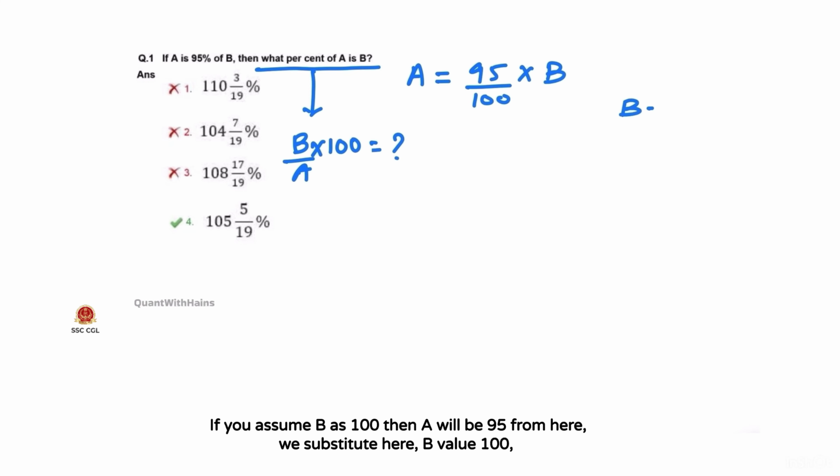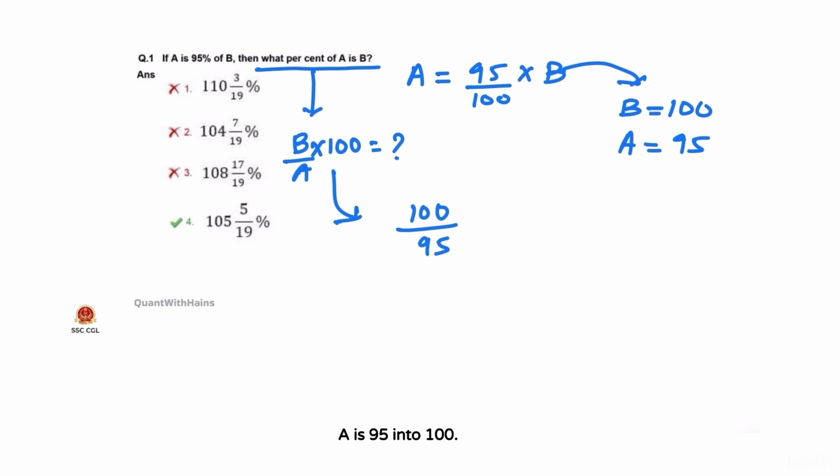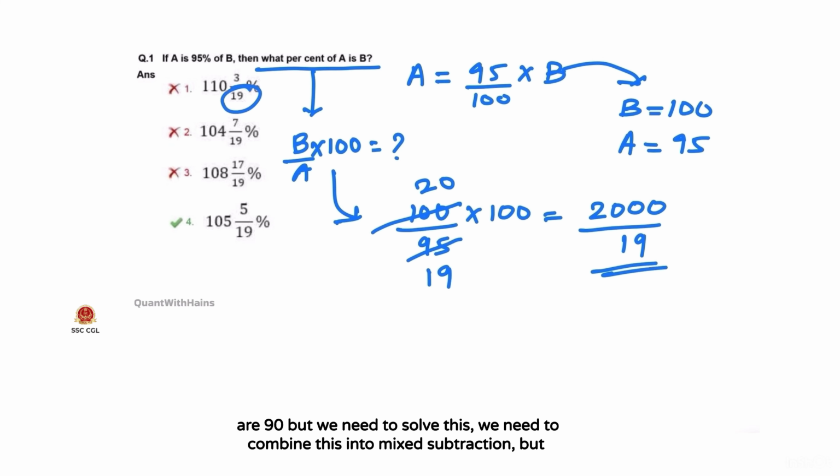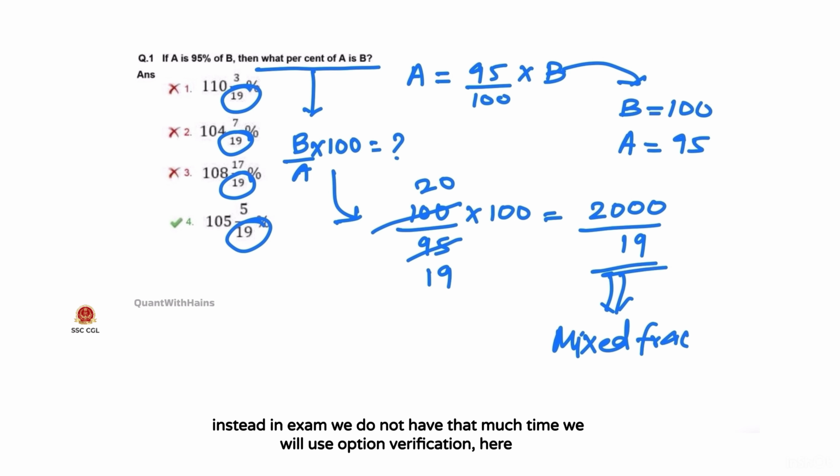If you assume B as 100, then A will be 95 from here. We'll substitute here. B value 100, A is 95, into 100. That means if we cancel, 5 twos are 10, 5 nines are 19 times. So 2000 by 19 is our answer. Here all denominators are 19, but we need to solve this. We need to convert this into a mixed fraction. But in the exam we do not have that much time.